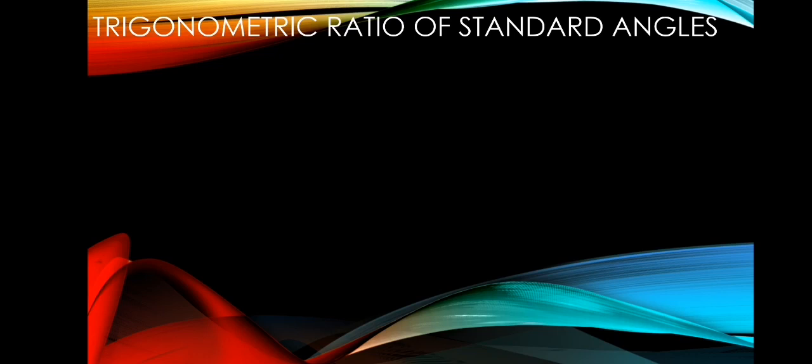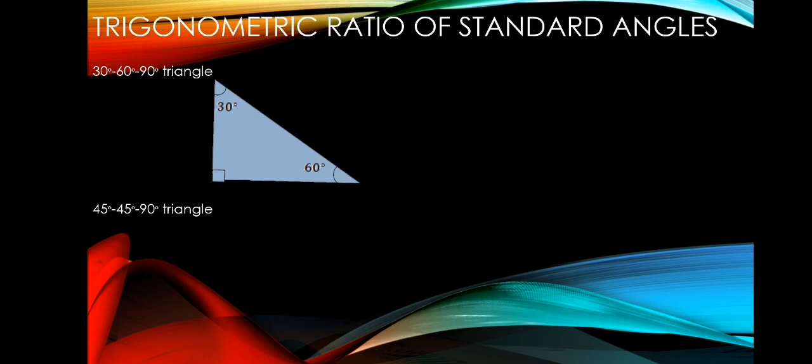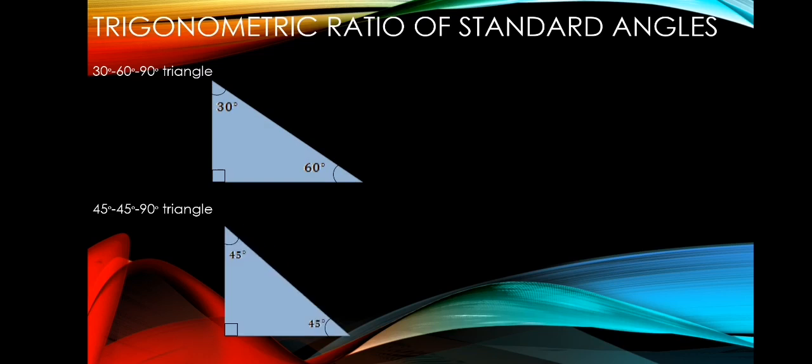To get these values we require two right angle triangles that are the 30 60 90 degree triangle and the 45 45 90 degree triangle. Here I am taking triangle ABC and triangle PQR as the 30 60 90 degree triangle and the 45 45 90 degree triangle. We have learned about these two triangles and their values earlier.